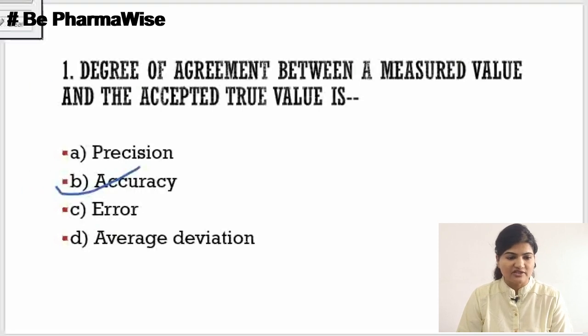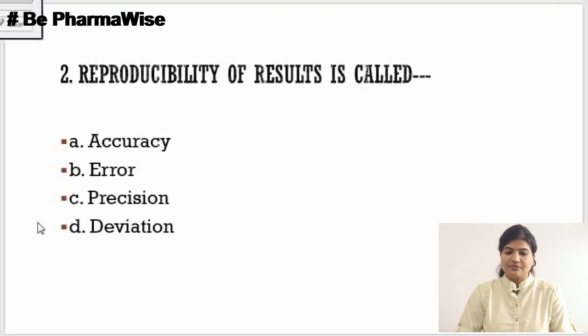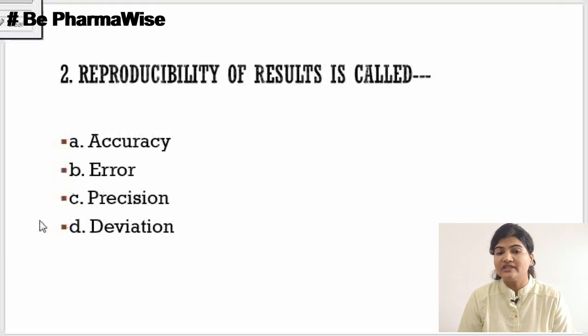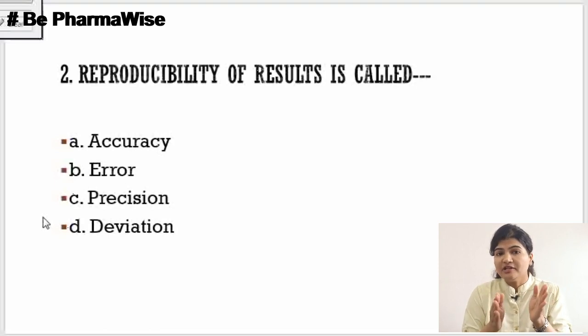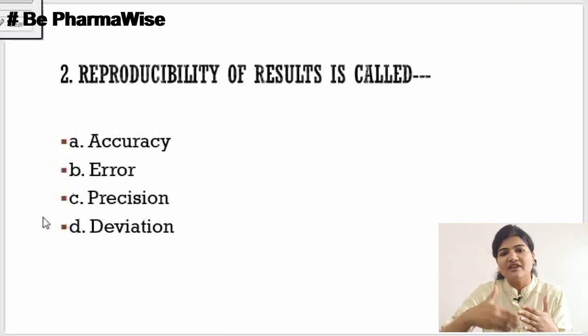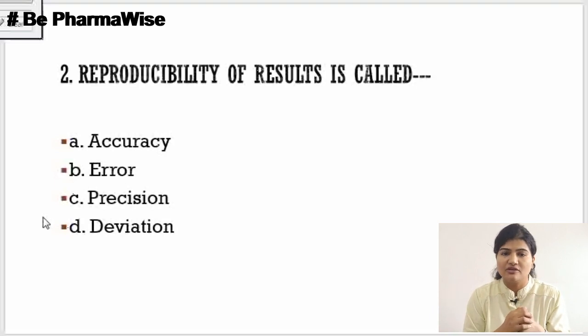Okay, let's move further. Second question. Reproducibility of results is called. Now again this question is from errors. Now see, as I told you, degree of agreement between standard value and your value is accuracy, but sometimes it may happen that an error is introduced every time you carry out the measurement.